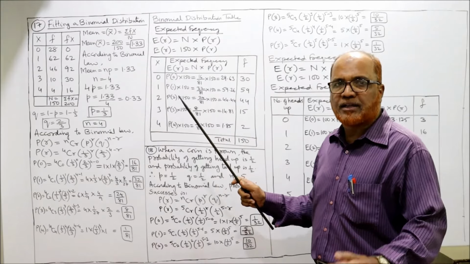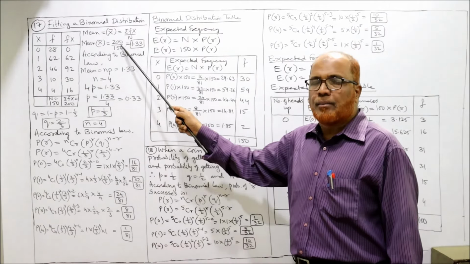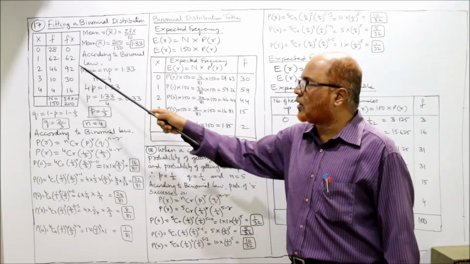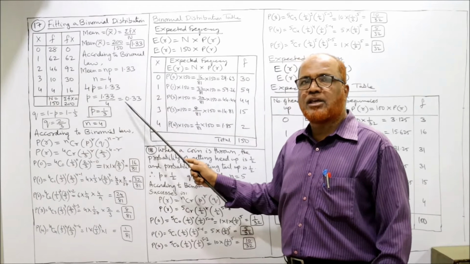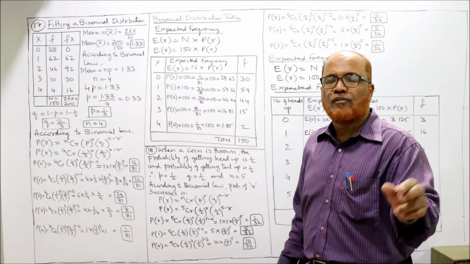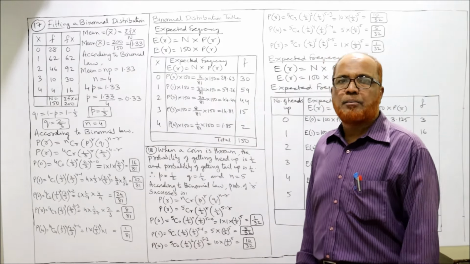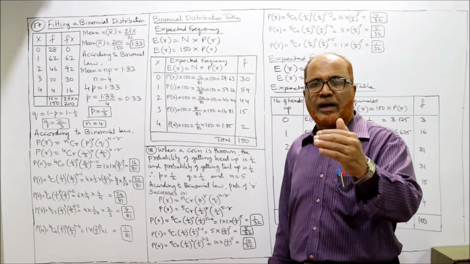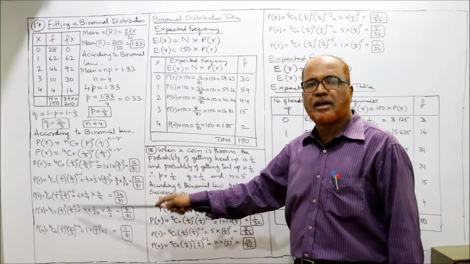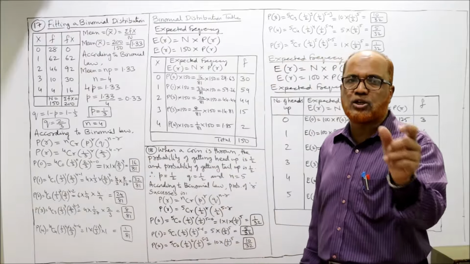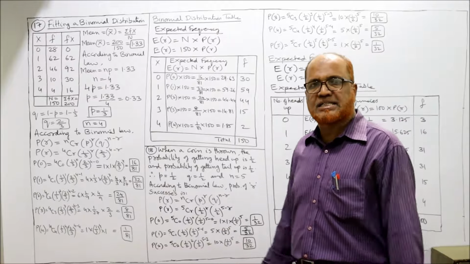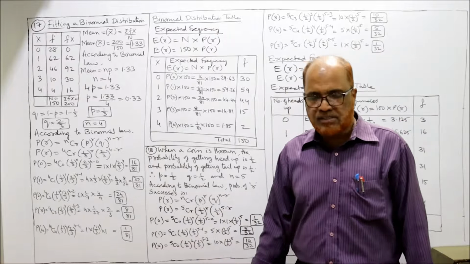So how have we calculated? First we calculated the mean. Using the mean we calculated n, p and q. N was already given as 4. We calculated P and Q. Once you get n, p, q, find out P of R, with R as 0, 1, 2, 3, 4: P of 0, P of 1, P of 2, P of 3, P of 4. Then expected frequency is capital N into P of R. Multiply and make the expected frequency table. That's it. So this is problem number 17.